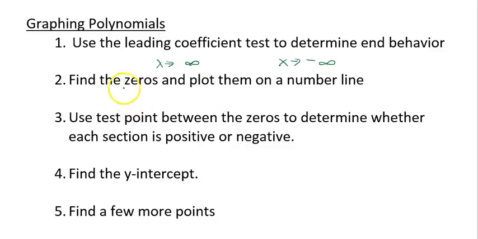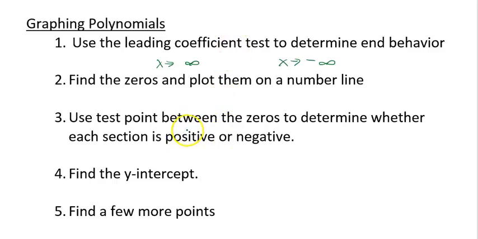The next thing we're going to do is find the zeros and plot them on a number line. A lot of times we're going to be factoring to find these zeros, and then we'll be plotting those. You'll have to remember, if a zero has a multiplicity that is even, then it will bounce off, and if it has a multiplicity that is odd, it will pass through. We learned that in our last lesson, so we're going to be using those two things from our last lesson here.